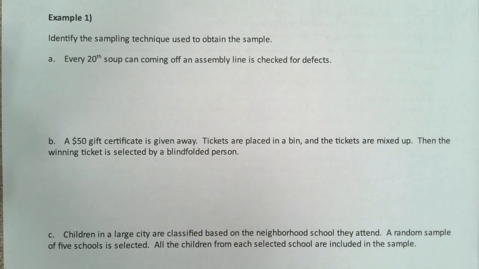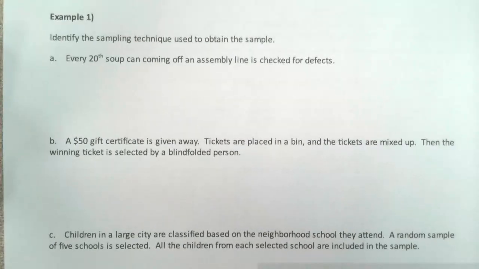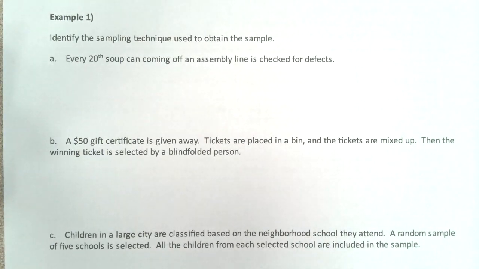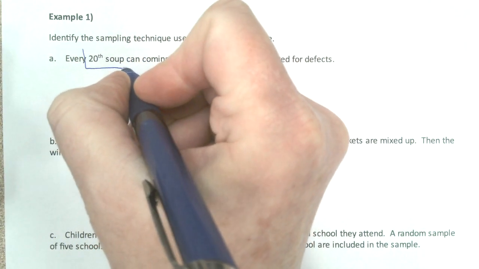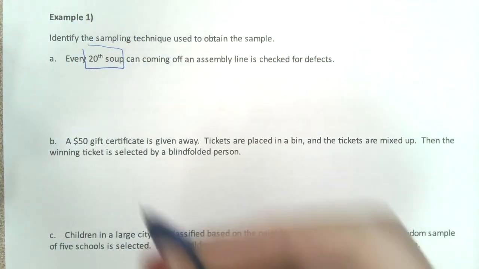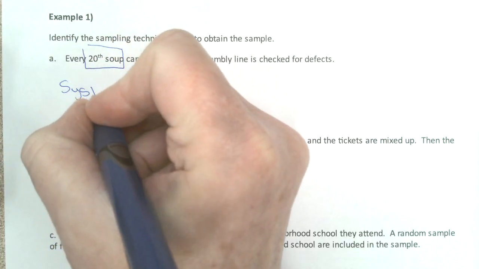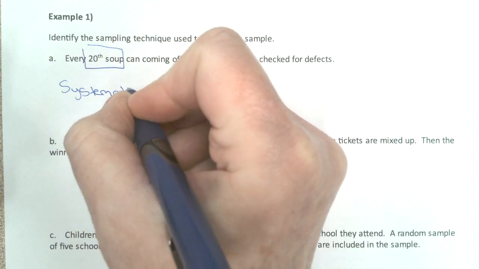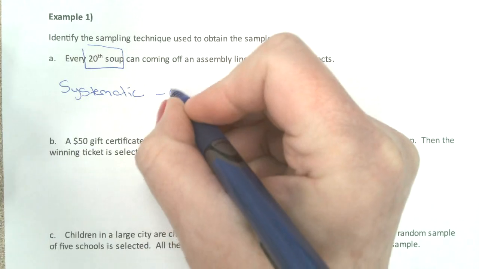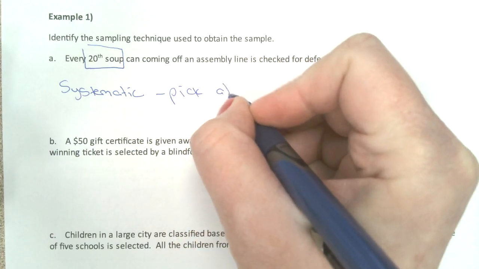All right, so identify the sampling technique used. I'm going to pick every 20th soup can coming off the line. All right, so it said every 20th, and so this is systematic because you're picking at a specific interval.